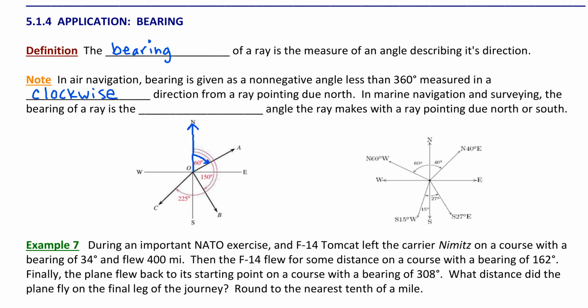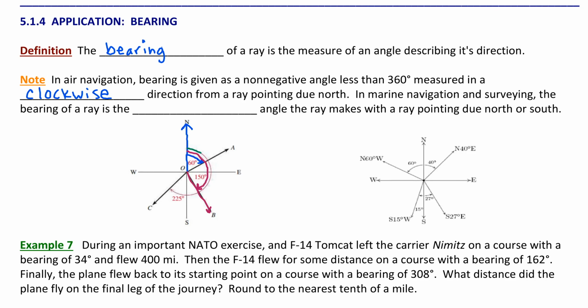A ray with a bearing of 60 degrees would be indicating the northeast direction. A ray with a bearing of 150 degrees would be indicating a southeast direction. A ray with a bearing of 225 degrees would have a southwest direction. In solving any type of navigation problem, it's important to note the coordinate system and the method by which angles are defined. Different from air navigation, marine navigation and surveying defines bearing a little differently.